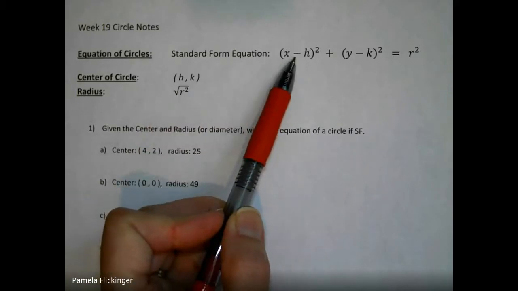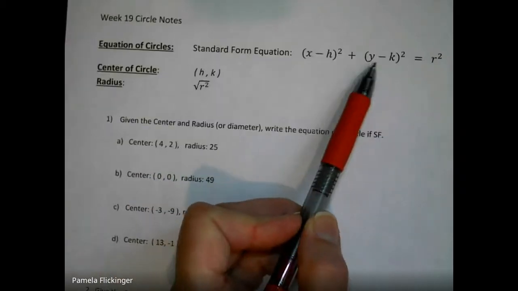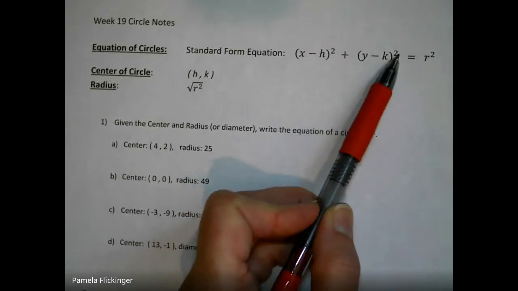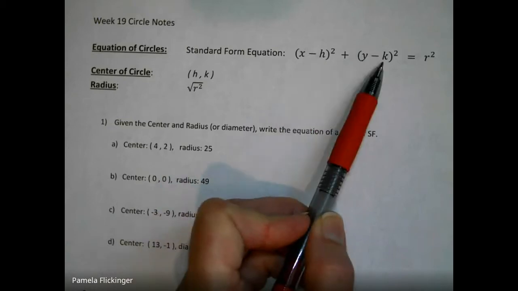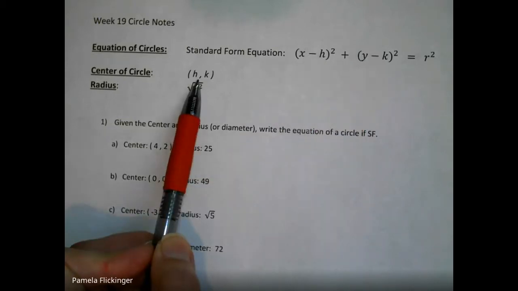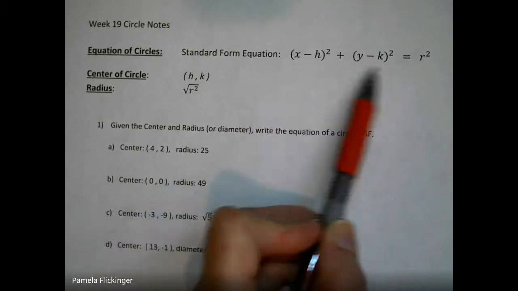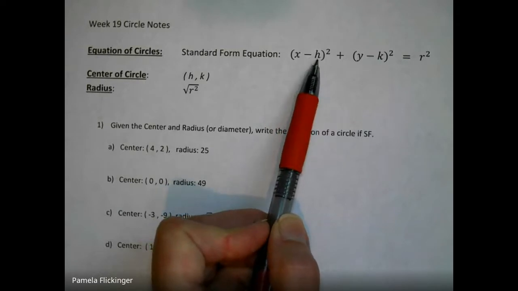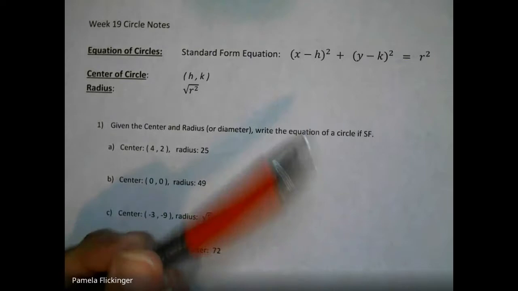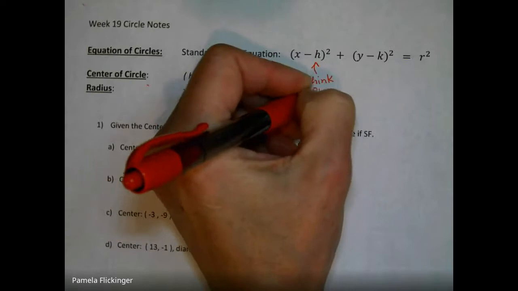You're going to have x minus some number, that quantity squared, plus y minus some number, that quantity squared, equals r squared. Now these numbers, h and k, represent the center of your circle. R is your radius. So when you look at the equation, notice the standard form has a minus. So when you're trying to identify what h and k are, you want to think opposite.